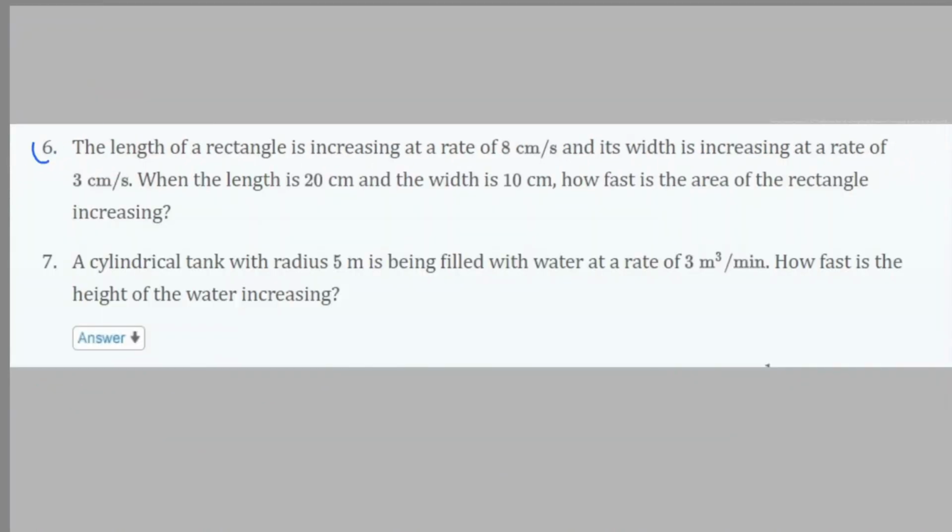Alright, so I want you guys to try number 6 and number 7. Number 6 is dealing with the rectangle here, and we're dealing with some area. And number 7 is dealing with the cylindrical tank, and this is going to be dealing with volume. So you can pause the video and try those out.